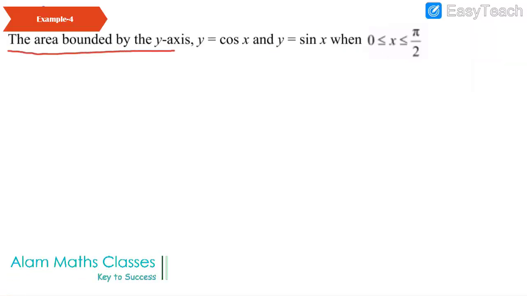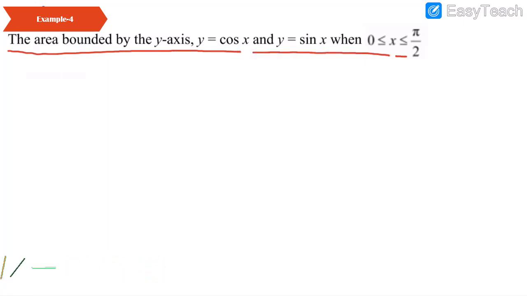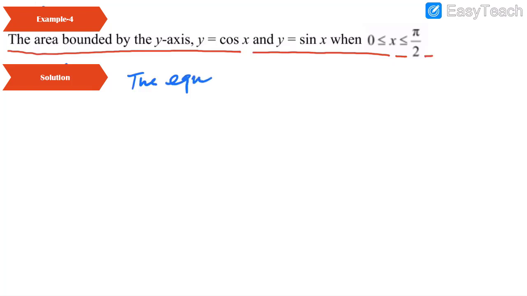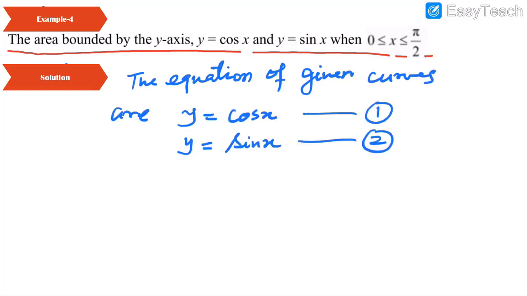In this example, find the area bounded by the y-axis, y is equal to cos x and y is equal to sin x, when x lies between 0 to pi by 2. The equations of the curves are y is equal to cos x and y is equal to sin x. Now we have to draw a rough figure of these two curves.